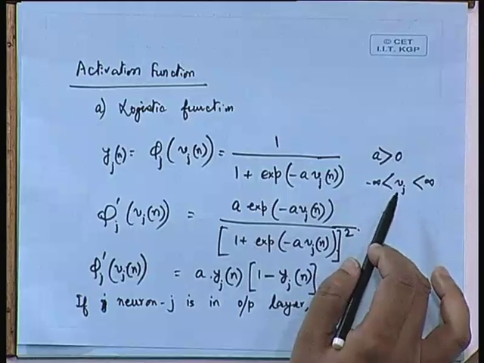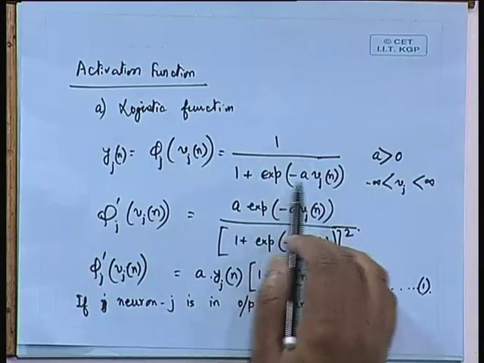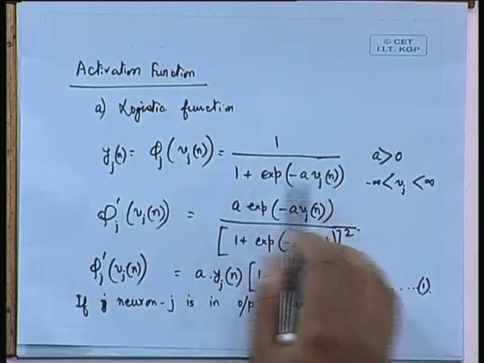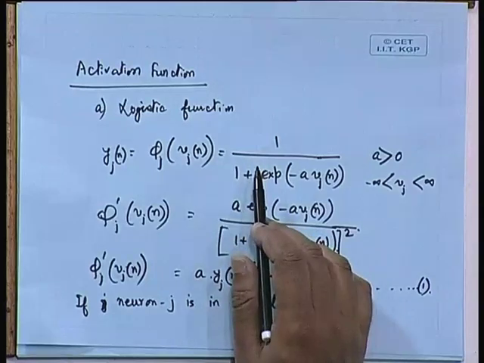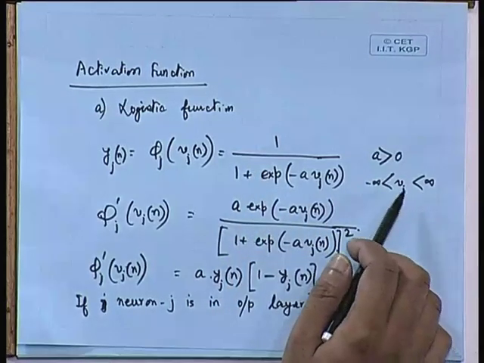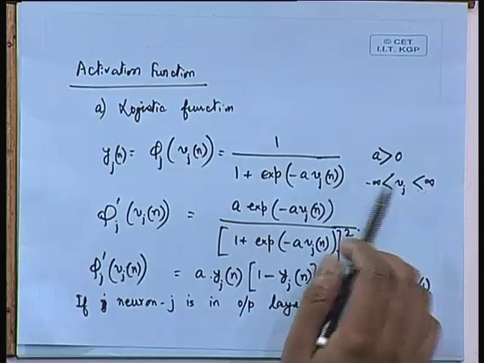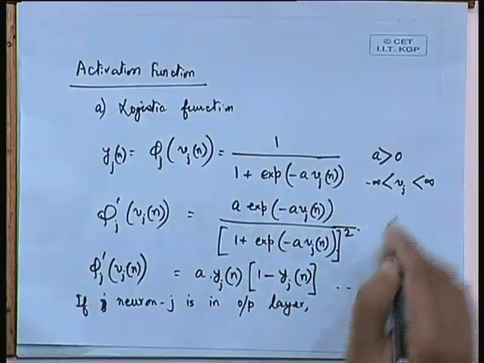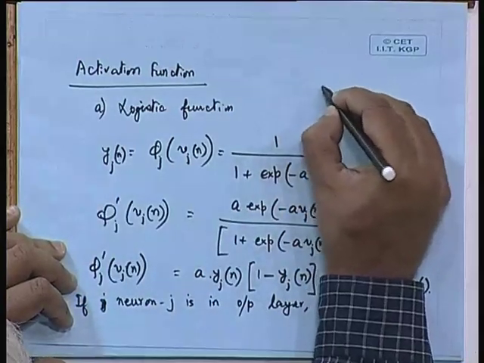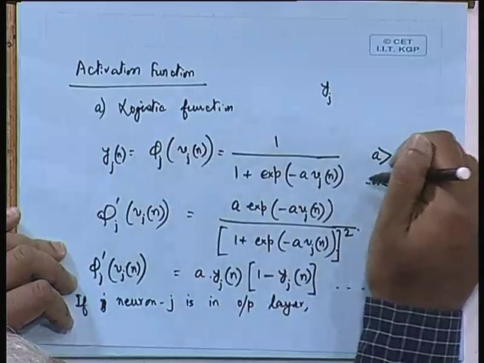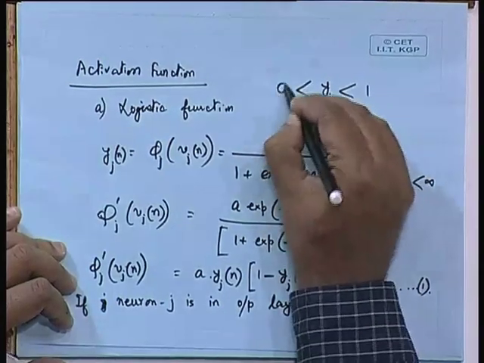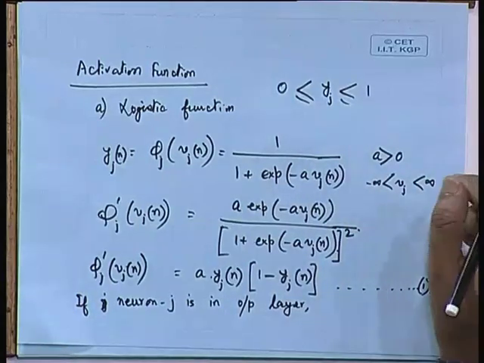Vj could be minus infinity to plus infinity, as I said. Now if I consider the case of Vjn tending to minus infinity, then it is exponential to the power infinite, which means that the denominator term is becoming infinite. So Yjn is equal to 0. Whereas the other extreme is when Vj tends to infinity, in that case it is exponential to the power minus infinity, which means that this exponential term is 0. So it is 1 at the output. So the way we have written the formula, considering this kind of a logistic function, our Yj's bound is going to be in the range of 0 and 1. So certainly you all agree about the bounds of Yj.